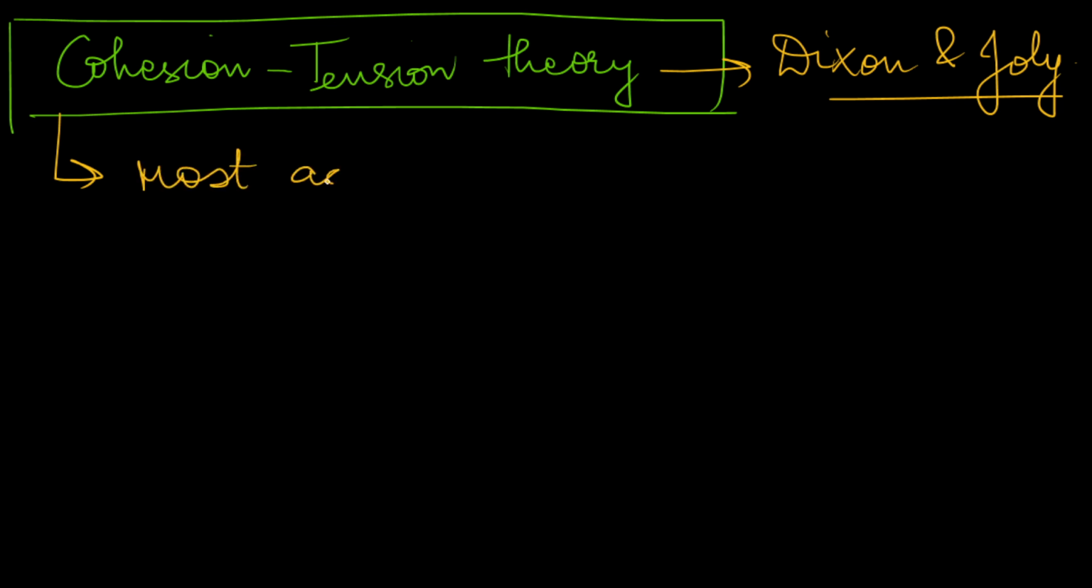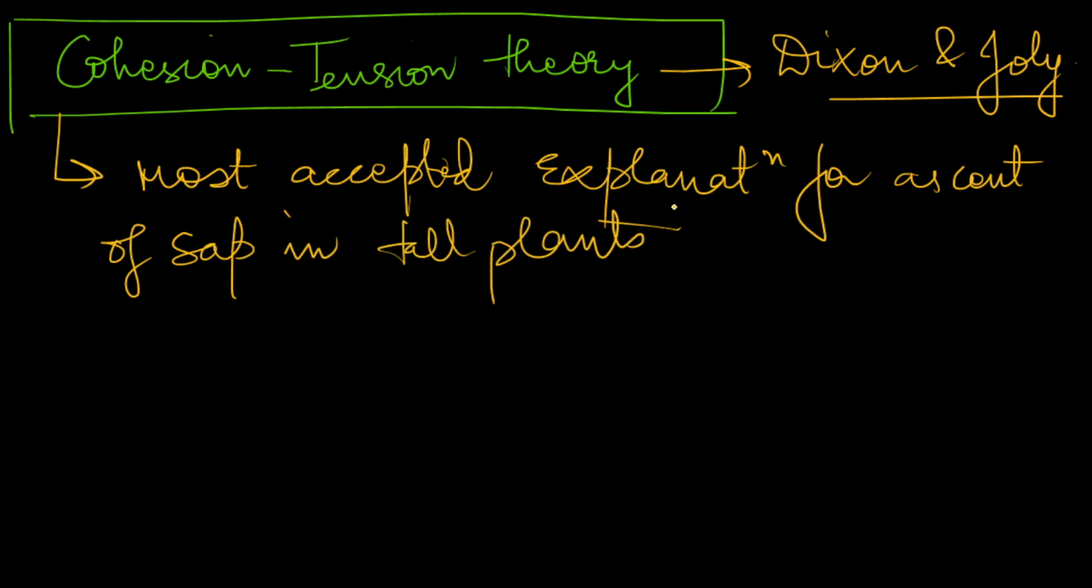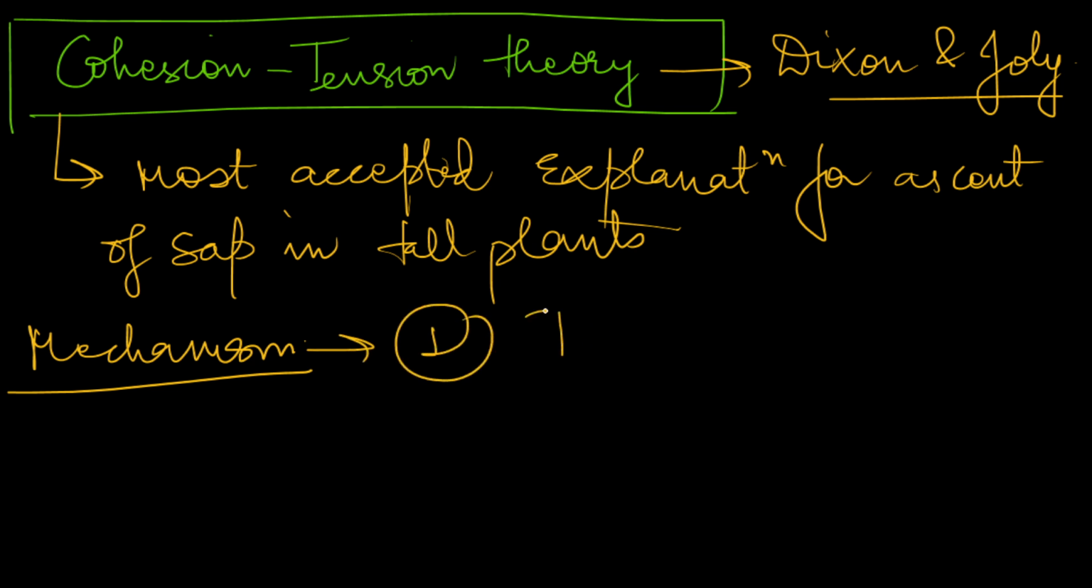So when you see the mechanism of this cohesion-tension theory, the first mechanism is transpirational pull. Okay, transpiration pull. So what happens? The water evaporates from mesophyll cells of leaves and diffuses through stomata. So this creates a negative pressure tension in xylem of the leaf.